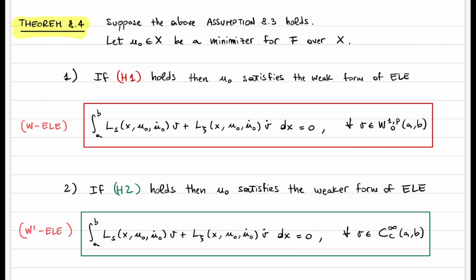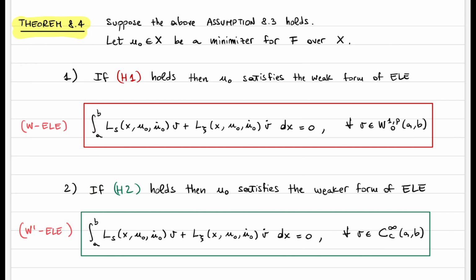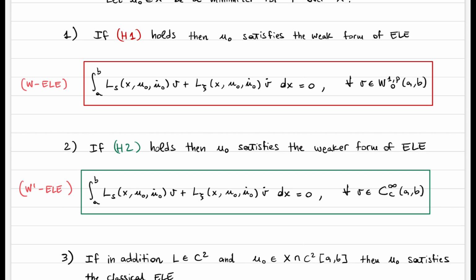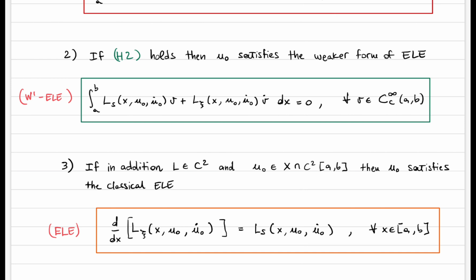And 3, I mean, so these 2 points are the novelties, let's say, with respect to the old regular case. And instead you'll see now that point 3 obviously is the same as before, because it just says that if in addition L, so the Lagrangian, is C2, and U0 is actually regular, so it's also C2, then U0 satisfies the classical Euler-Lagrange equation. So this is the same as for the regular case.